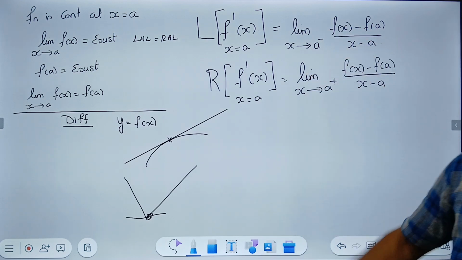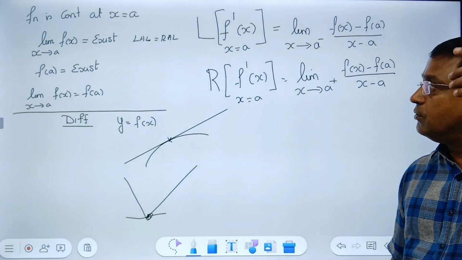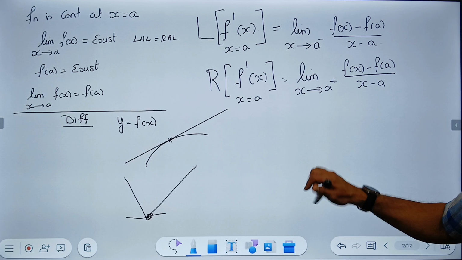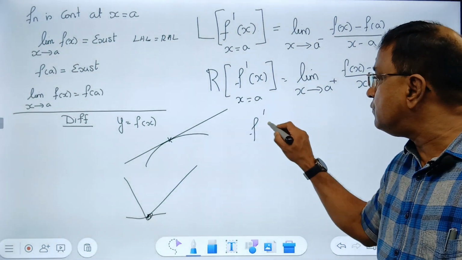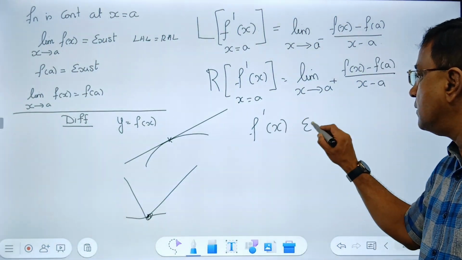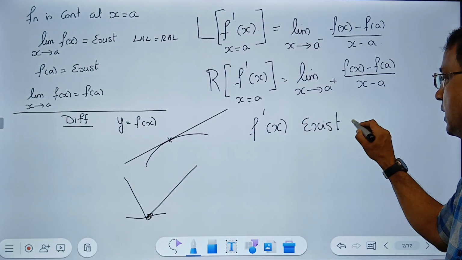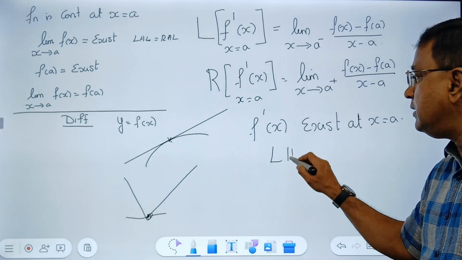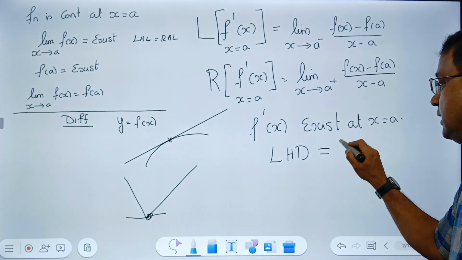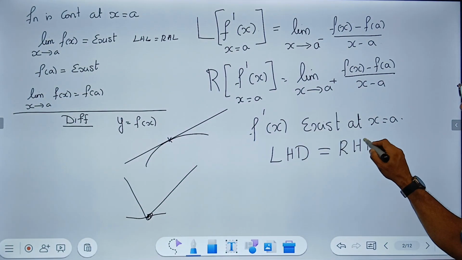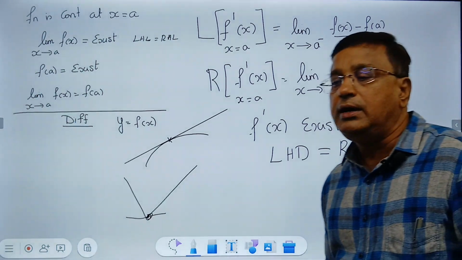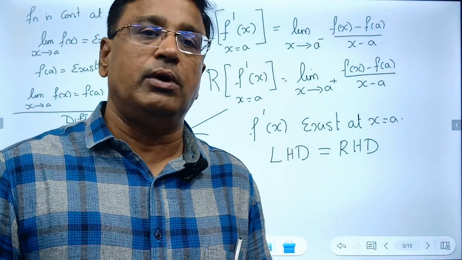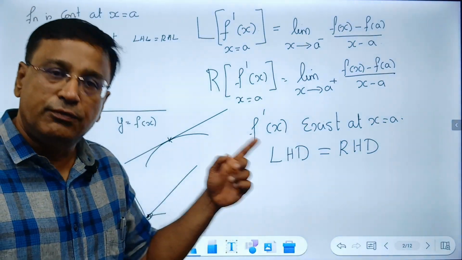That's what we have done in class 11th. So if you go back and check class 11th first principle, you will understand all these things. So when I say f dash of x exists, where? At x is equal to a, that means my left hand derivative must exist, right hand derivative must exist, and both should be equal. If my left hand derivative and right hand derivative exist, and if both are equal, then you say the function is differentiable.